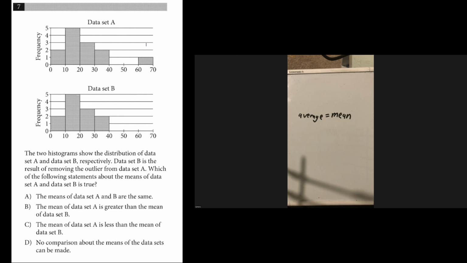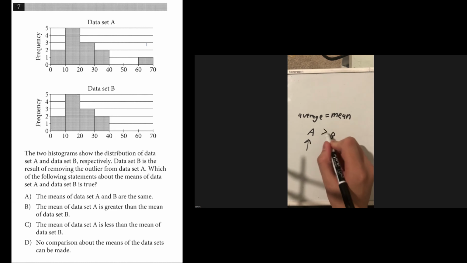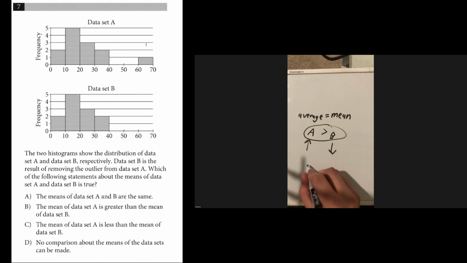And so mean is the average. And so if A has an extra point that is really large, then the mean will increase. Since B doesn't have it, it should have a lower mean than A, which means the mean of data set A is greater than the mean of data set B, which is answer choice B.